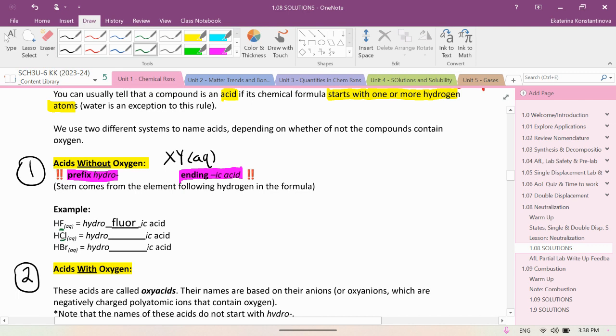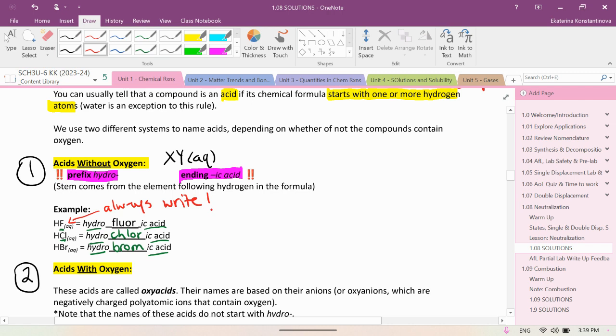The next one is HCl, okay? Cl is chlorine, so it's hydrochloric acid. HBr: Br is bromine, so it's hydrobromic acid, okay? Again, no oxygen present. You have to have the hydro prefix before and the ic acid after the stem of the word, okay?